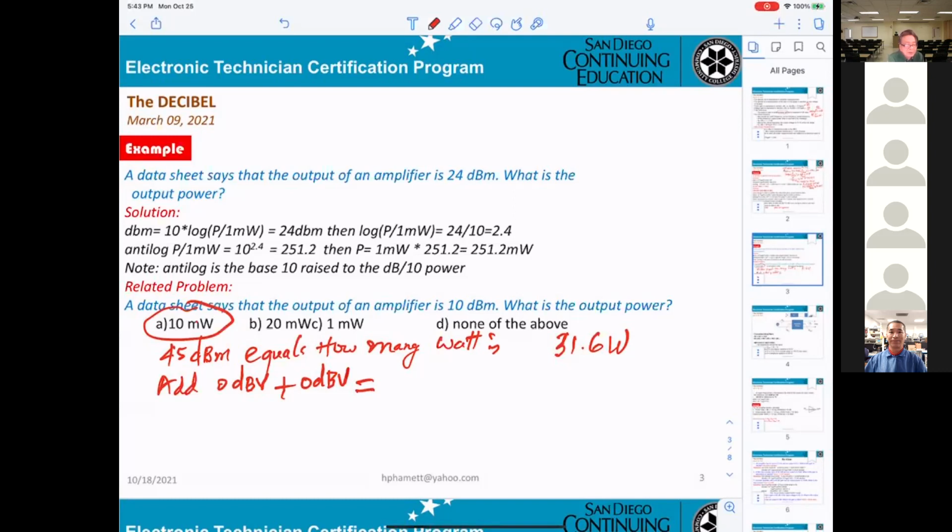You have to convert first. Okay, I don't care, I want the answer. 1 milliwatt. No, you're adding dB volt to dB volt. You're supposed to answer in dB volt. The answer is 2 volt. No. What I'm saying again, you are adding dB volt to dB volt, so the answer will be in dB volt. You cannot tell me it equals how many volt.